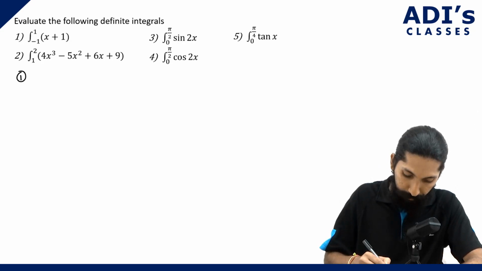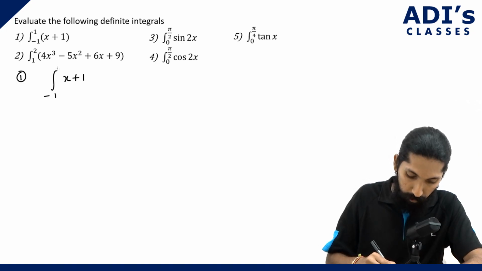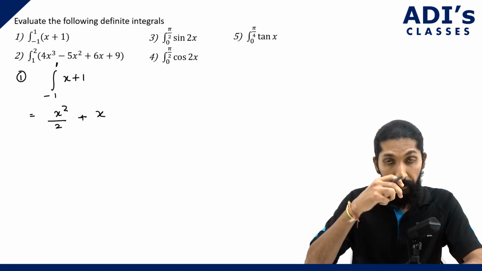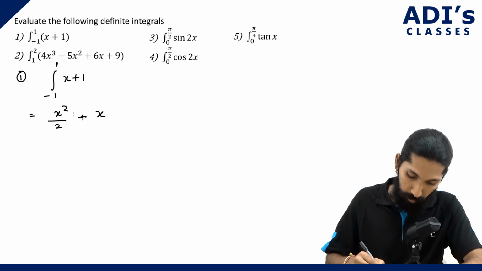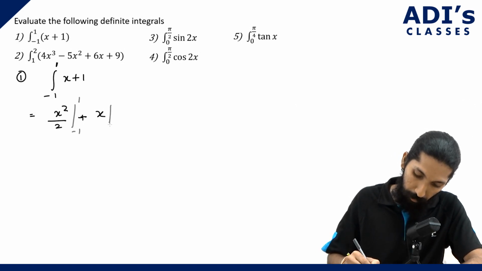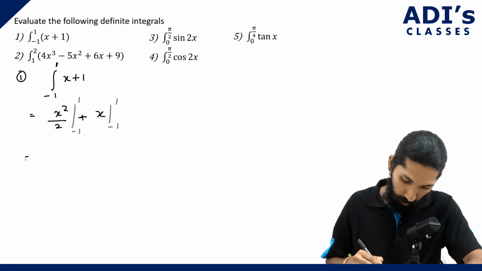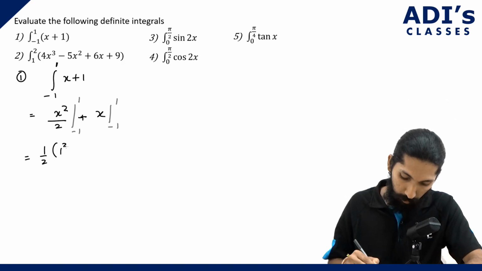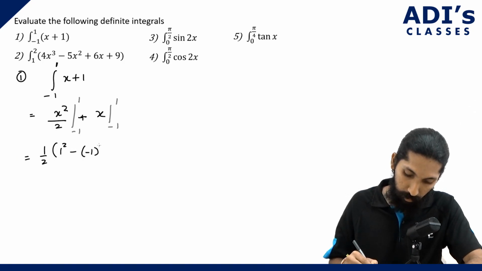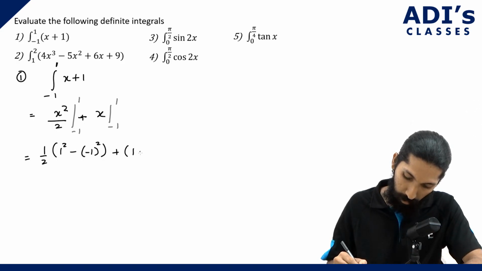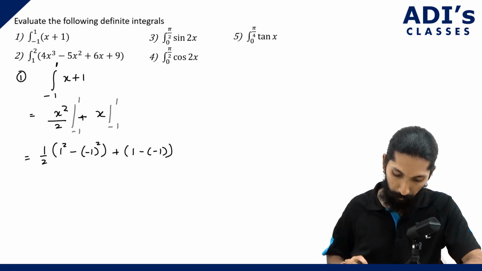So you have the integral of x plus 1 from minus 1 to 1, right? This is x square by 2 plus x, correct? Now you have to apply the limit. So the limit is what? Minus 1 to 1, correct? Now when you do this, you'll get half of 1 square minus minus 1 whole square, okay? Plus 1 minus of minus 1.